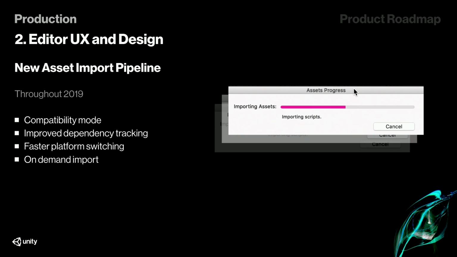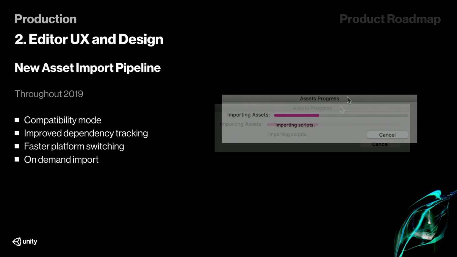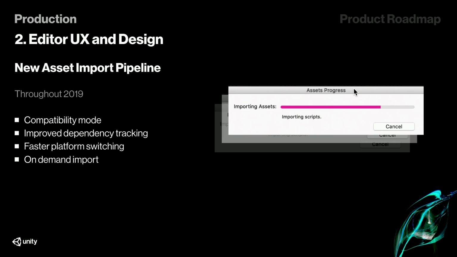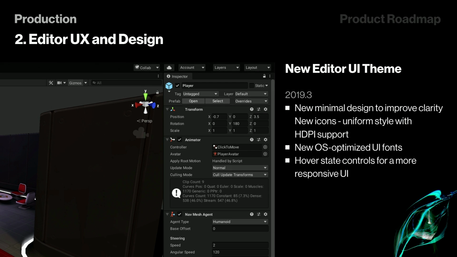There's the new asset import pipeline, which is coming throughout 2019. So very important, and this will allow you basically to go from having just huge import times down to what we hope by the end of the year is on-demand import, basically. So look out for that. We have a compatibility mode, which is basically allowing you to go from your existing projects and start using bits of this new asset import pipeline throughout 2019.1, .2, and .3. And it will also allow for faster platform switching, I should have said.